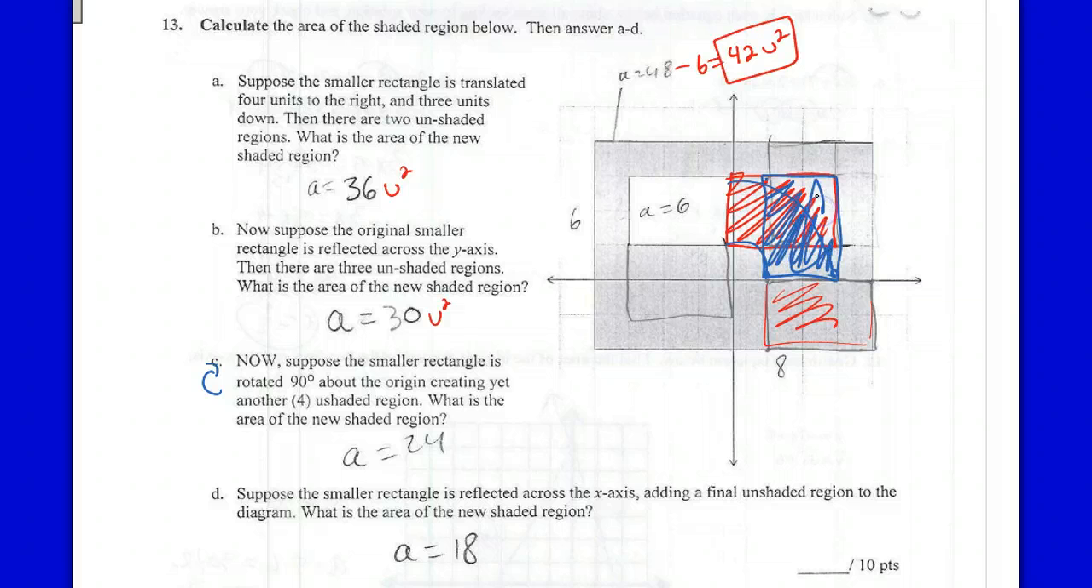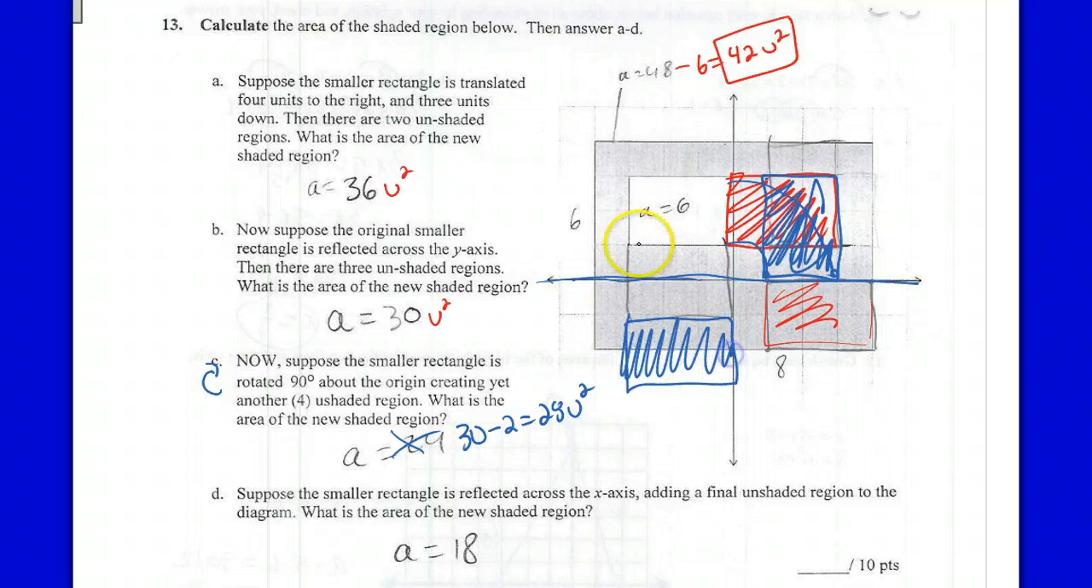So actually only 2 units would now be, 2 more units will be unshaded. So we need to take the 30 and subtract just 2 to give us 28 units squared. And then we need to suppose the smaller rectangle is reflected across the x-axis. So we're missing that one unless this was your one that was supposed to be reflected across the x. Either way, we count this one wrong or we count this one wrong, but we need to reflect across the x-axis, which is this axis right here. So our reflection is actually going to be all the way down here. Taking away only 3 new units. So we have 28 minus 3, which leaves us with 25 units squared.